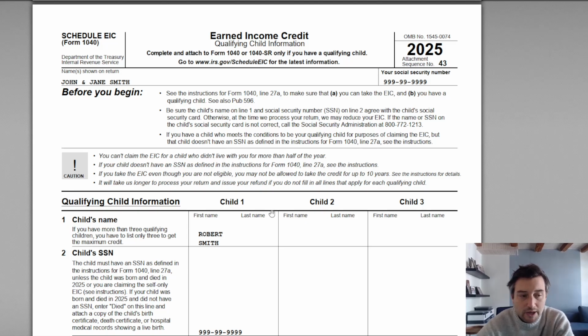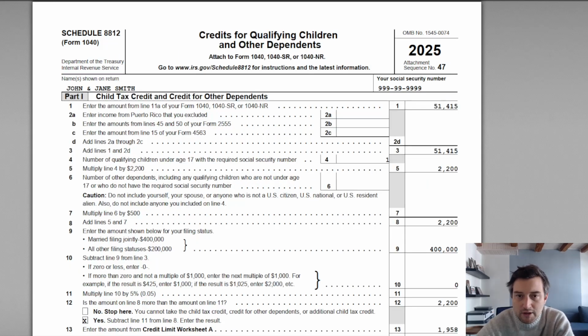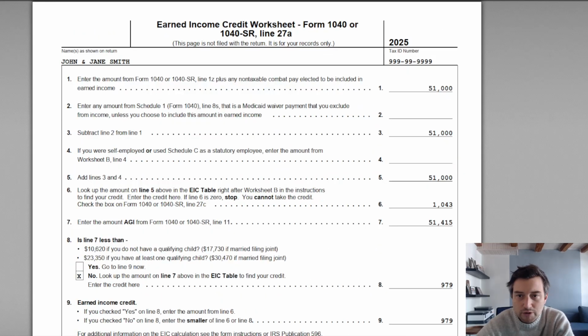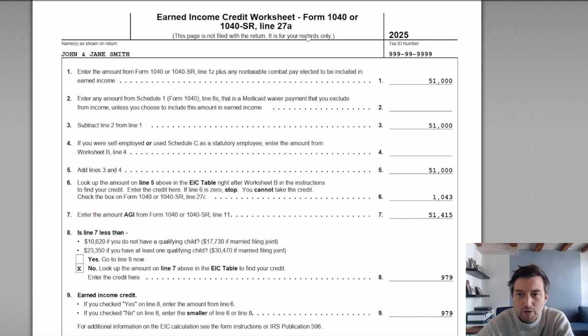All right, so now the meat of the calculation is done on the worksheet. So I'm going to skip through to the worksheet here. So here's the earned income credit worksheet. And this is not a form that's filed with your tax return. It is simply a worksheet that you need to complete in order to calculate the earned income credit, and it is kept for your records only. So the platform we use does add this note up here. Maybe you have the same, right? It says this page is not filed with the return. It is for your records only.